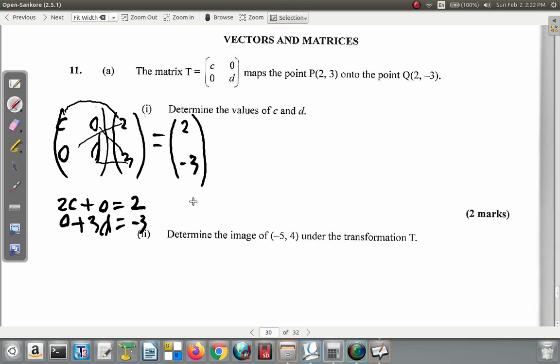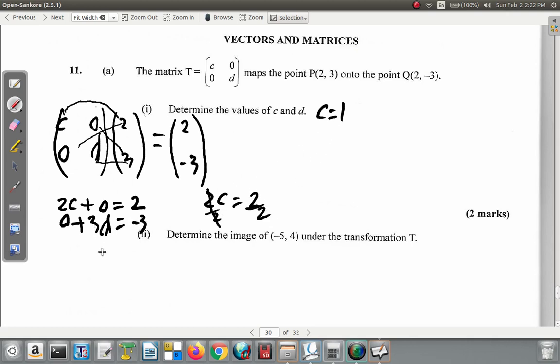So, looking at this, what you have is 2C is equal to 2. Well, 2 times 1 is 2, so C would be 1. Or you could say divide by 2. You could do this as well. 2 over 2 is 1.